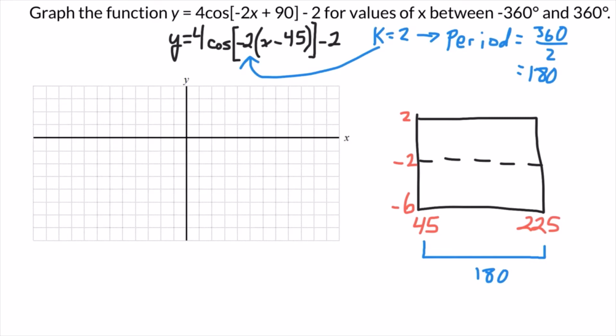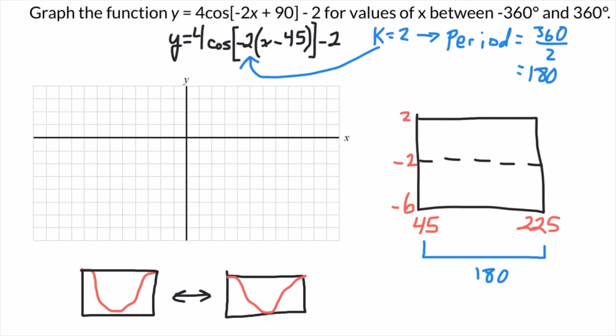The last thing you have to consider is the fact that there's a negative sign here. That means I'm reflecting horizontally. My parent function, y equals cosine of x, looked like that. If I reflect that horizontally, it ends up looking the same, has the same shape and direction. So for this instance, my graph doesn't really get affected. It's still going to start in the top left, end in the top right, halfway between it'll be at its minimum value.